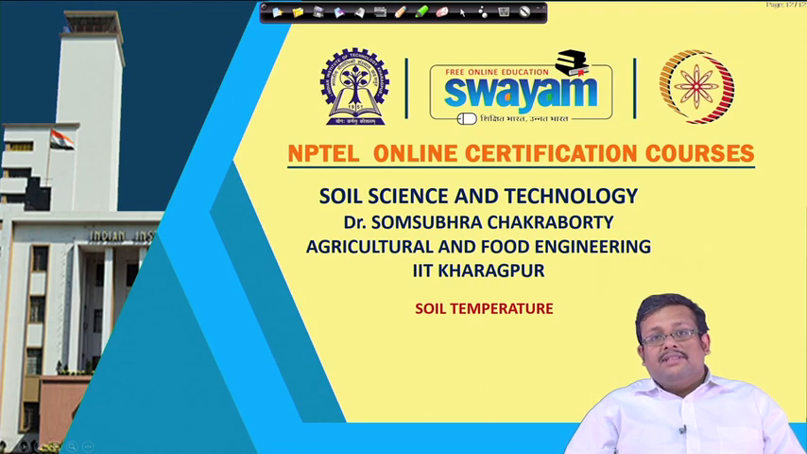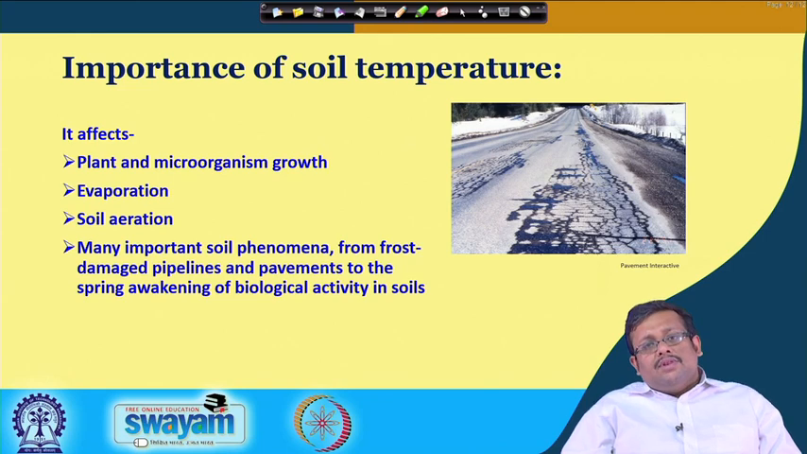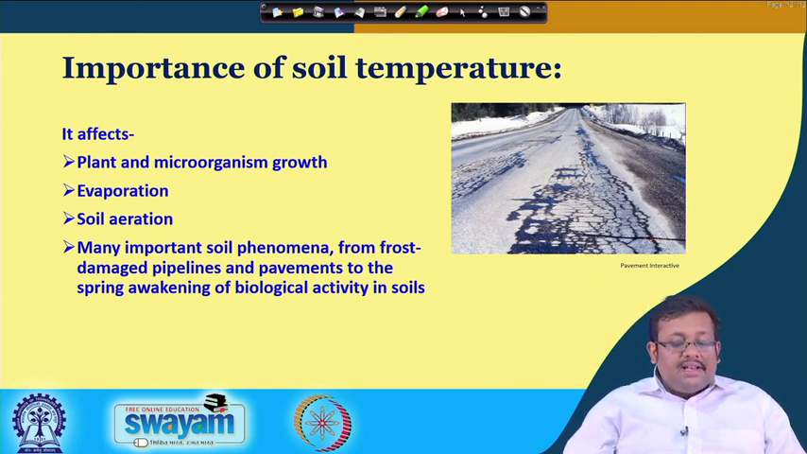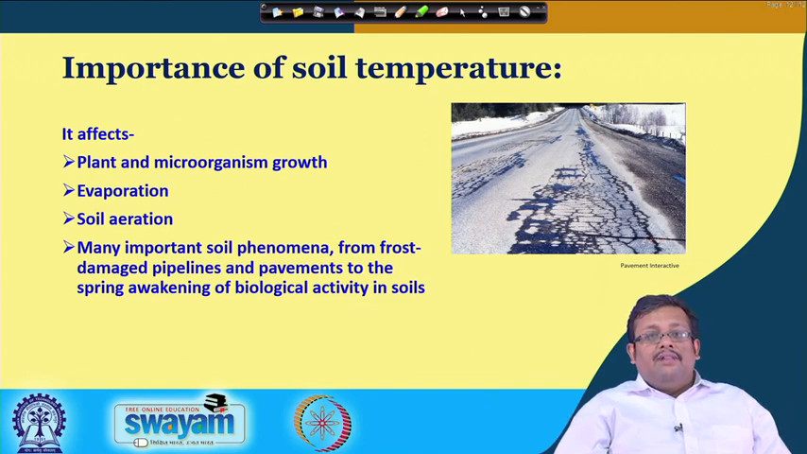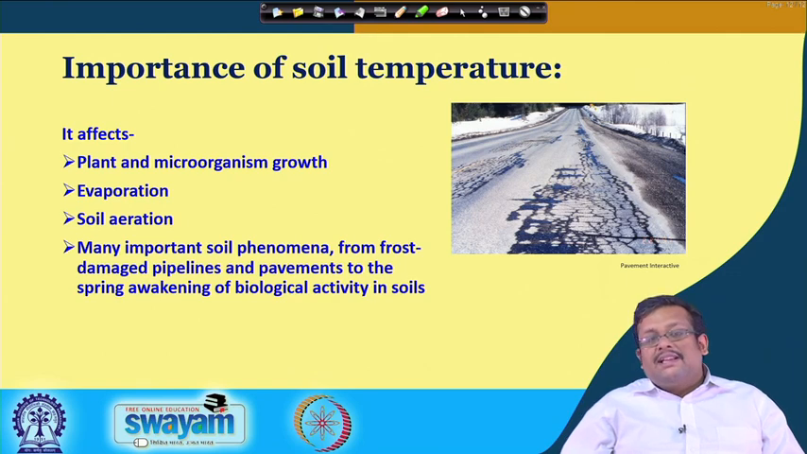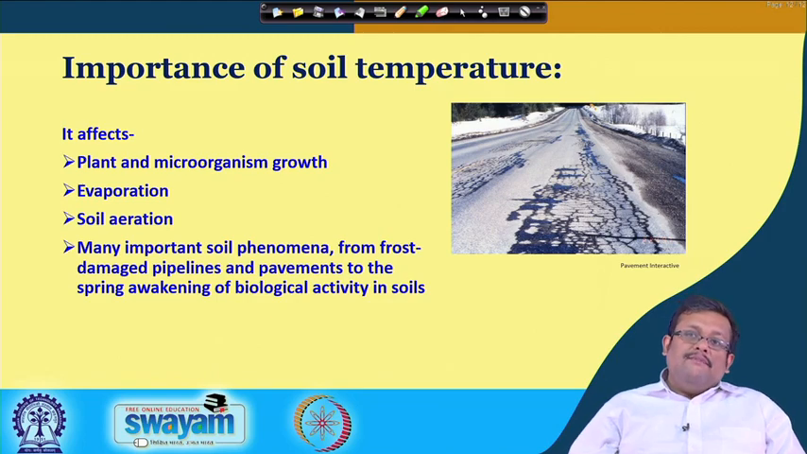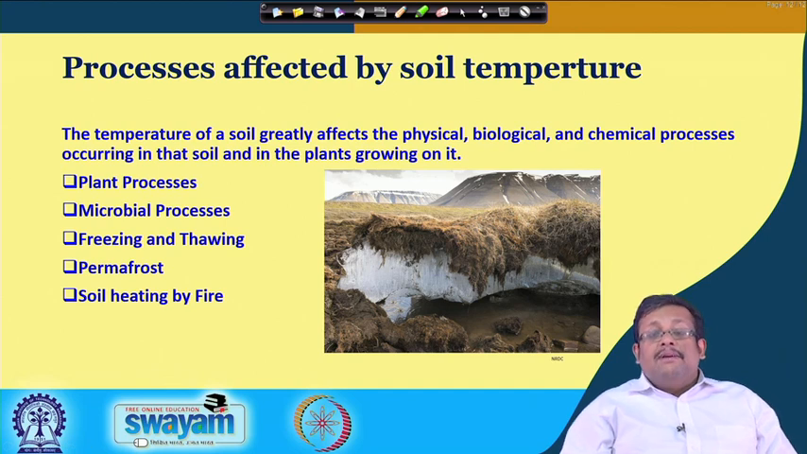This is a very important soil physical parameter. Now, what is the importance of soil temperature? Soil temperature is very important because it affects plant and microorganism growth, it also affects evaporation, it affects soil aeration, and many important soil phenomena, from frost damage to pipelines and pavements to the spring onset of biological activities in soil, is basically governed by soil temperature. So, it is a very, very important soil physical property. So, what are the processes that are affected by soil temperature?